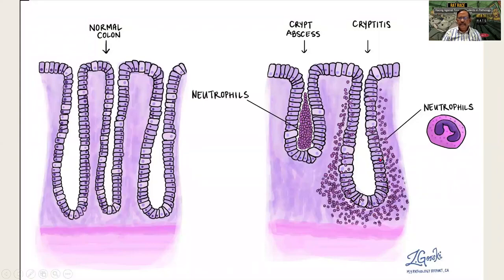And this is a diagrammatic representation. The credit goes to these people. So the normal colon over here, and these are the goblet cells, and these are the crypts. Here what happens is within the crypt there is a collection of the inflammatory cells, neutrophils, and it is also involving the pericryptal area, and this is called the crypt abscess.